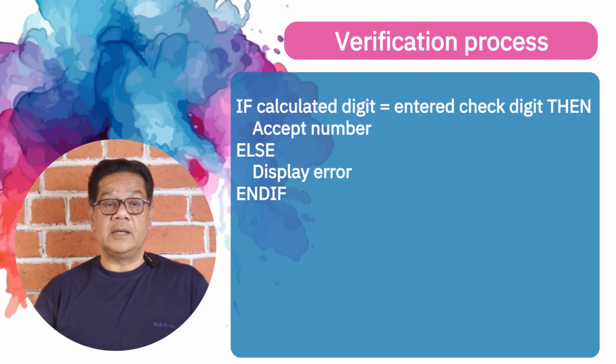When this number is entered into a system, the computer separates the last digit, which is the check digit. It then recalculates the check digit using the first 6 digits. If the newly calculated digit matches the entered check digit, the number is accepted. If it does not match, the system shows an error message. This helps the system detect common errors, like a wrong digit or a missing digit.